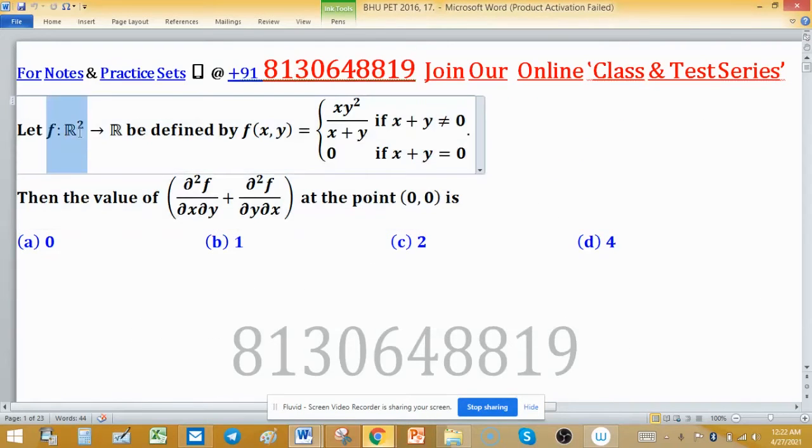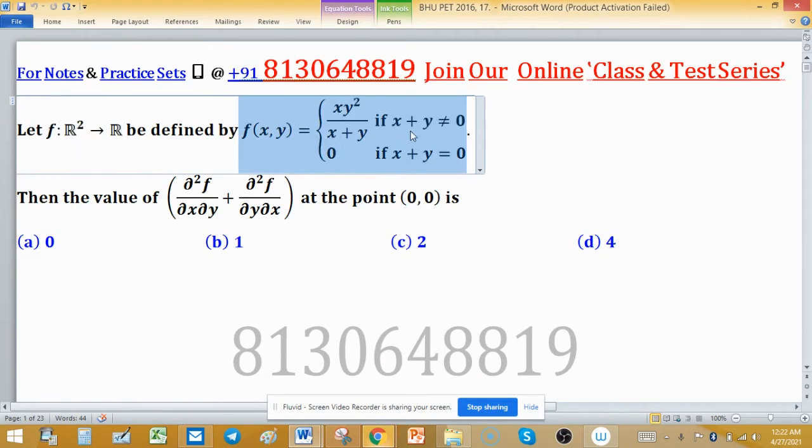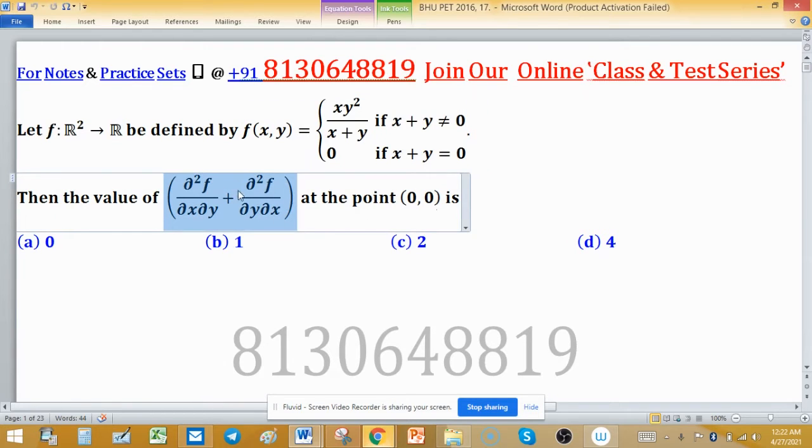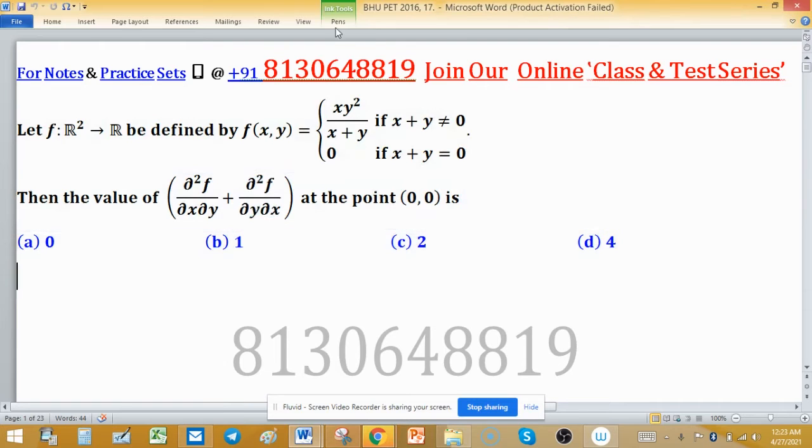Let f be a function from R square to R defined by this structure. Then find the value of this one at the point 0, 0: the second partial derivative of f with respect to x and y, plus the second partial derivative of f with respect to y and x. So what is the meaning of this second partial derivative at the point 0, 0?